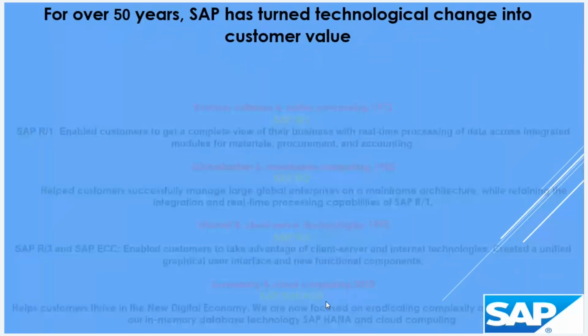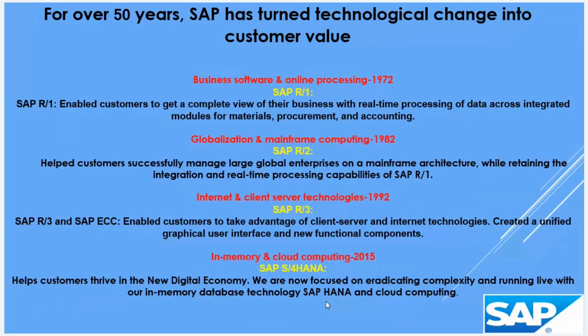Now what is SAP's transition? That means, over the last 50 years, what has SAP done? For over 50 years, SAP has made technological changes. SAP started in 1972 with SAP R1. Then it went to SAP R2 in 1982. Then it went to SAP R3, with internet and client server technology, in 1992. Then in-memory and cloud computing in 2015, that is SAP S4 HANA.